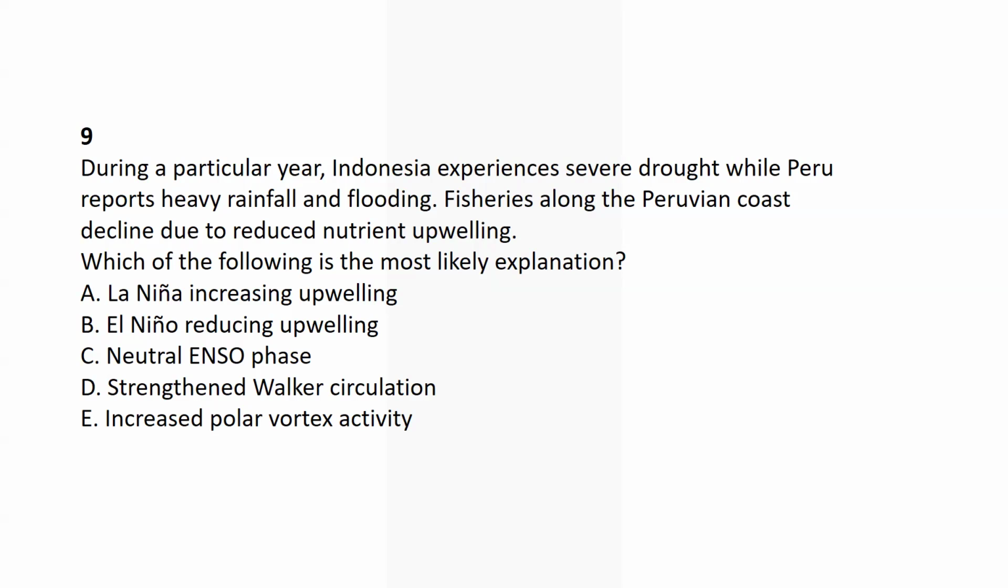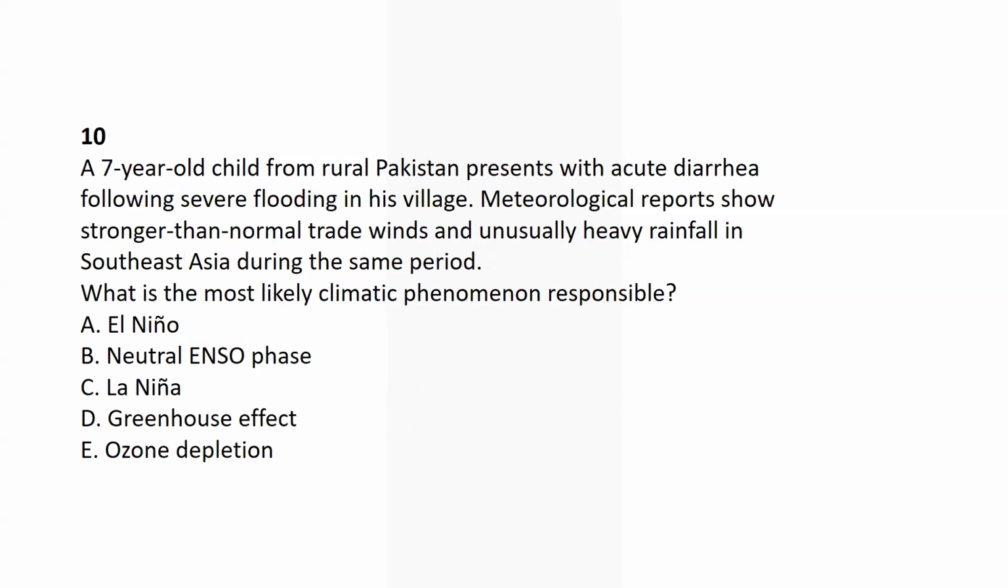This is actually B, the El Nino component, because they have mentioned drought. So this is a hint that El Nino is the phase which is causing all of these things.